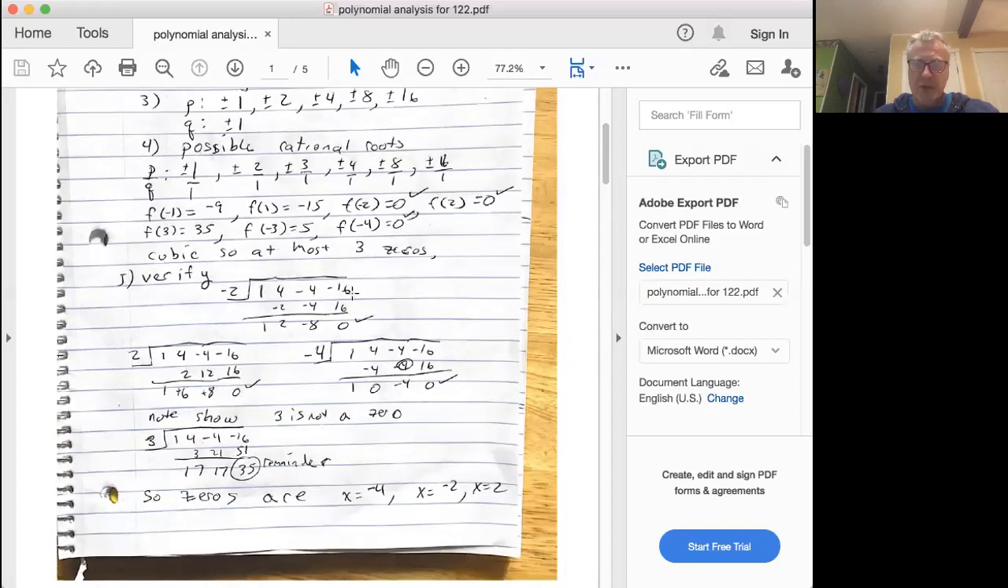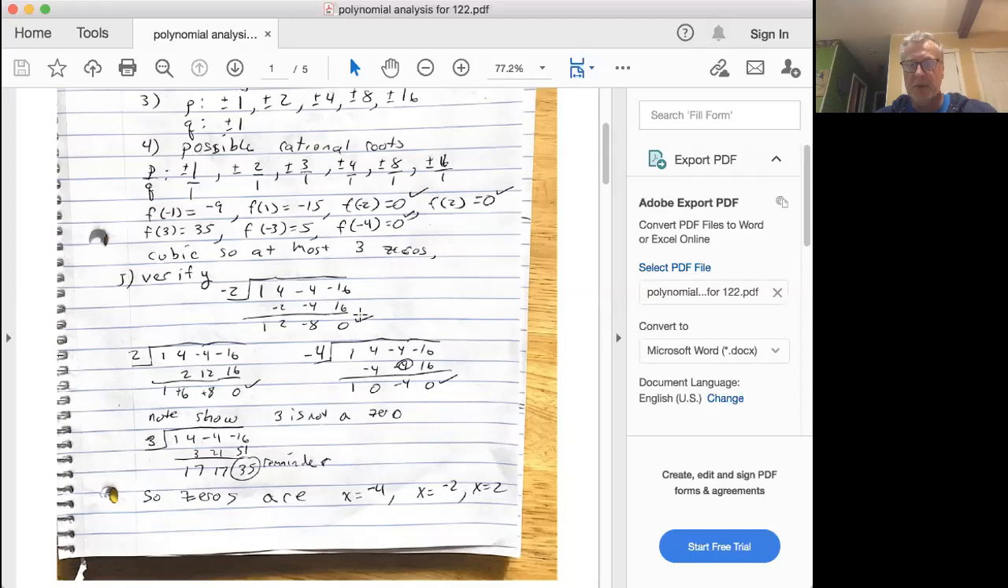These are the coefficients for the polynomial. So 1 in front of the x cubed, 4, minus 4 in front of the x, and minus 16 for the constant. I drop this first number straight down. I take minus 2 and multiply it by that first number. Put it here. Add these two together. I get 2. I take the minus 2, multiply by 2, get minus 4. Put it here. Add these together. I take minus 2, multiply it with the result of minus 8. I get a positive 16. Minus 16 plus 16 is 0.